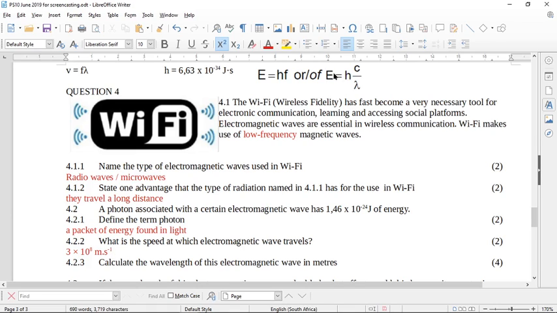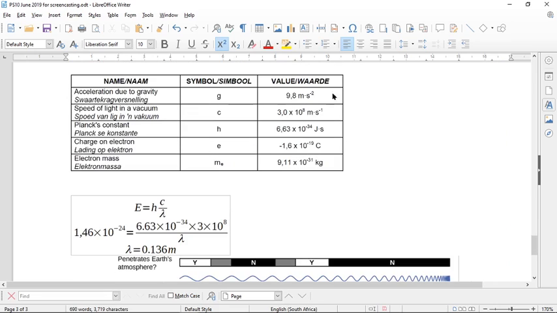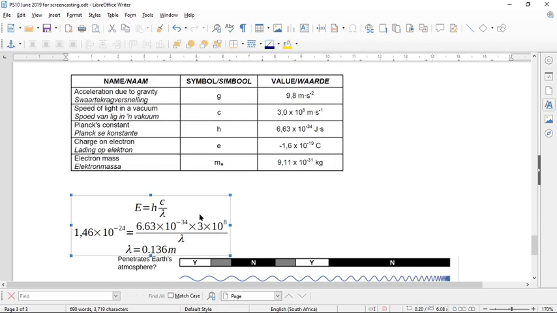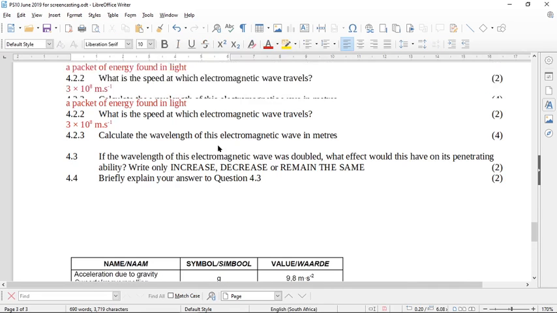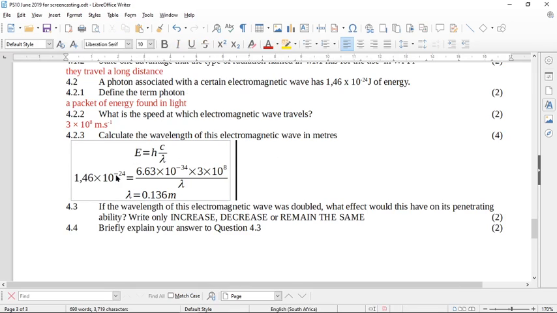There is often 1 mark for the formula, so every single time you write the formula, you copy it off the data sheet. So here is the calculation. Here we write the formula for 1 mark, E equals hc over lambda. Here is the value from the question for the energy. Here is Planck's constant, here is the speed of light, and there is lambda. If you work it out, you get a value of 0,136 meters.